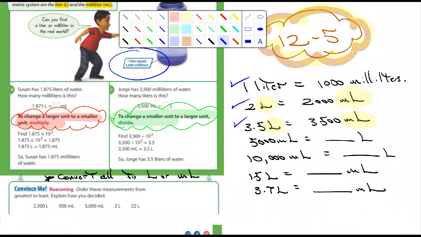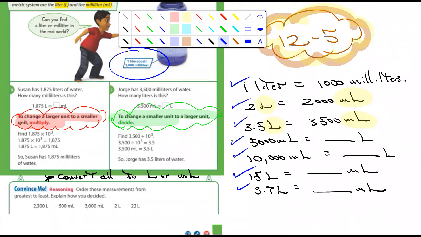So look at the next 4. 500 milliliters equals blank liters. Think about that. I'm going to be pulling sticks for these. The next one, 10,000 milliliters equals how many liters? And then 15 liters equals how many milliliters? And then finally, 3.7 liters equals how many milliliters?